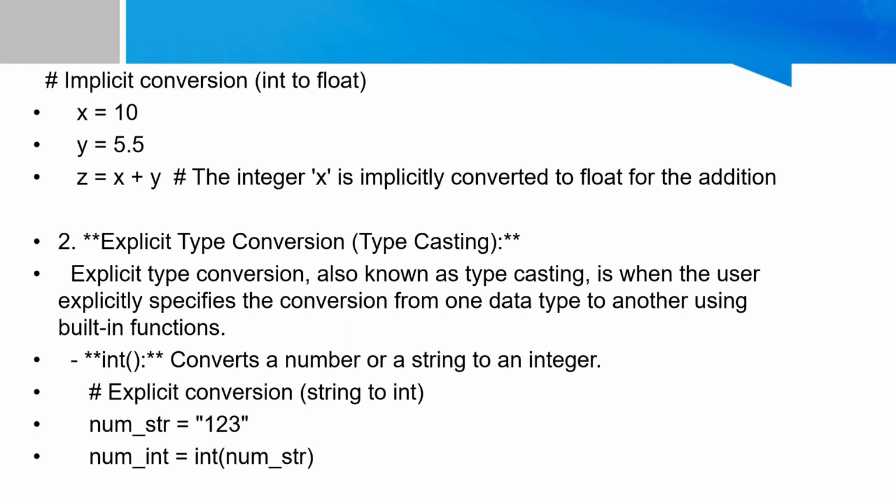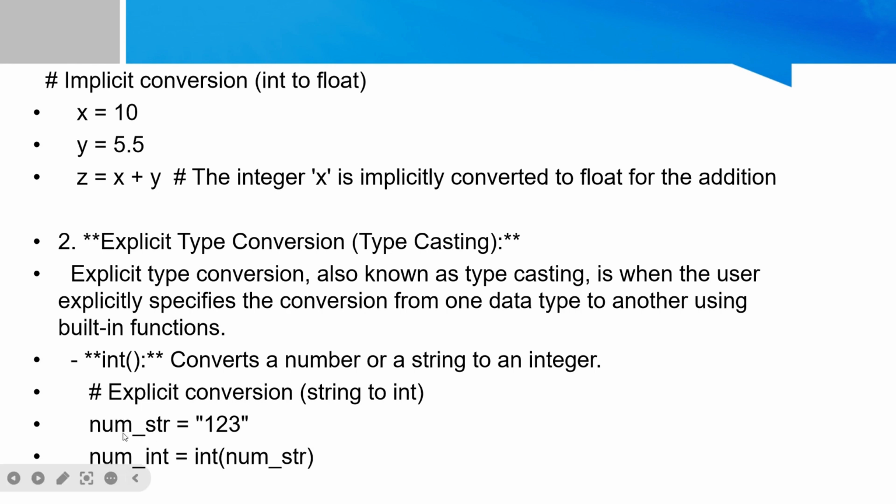Explicit type conversion. In this, the programmer uses the conversion. It is also called typecasting. The user explicitly specifies the conversion from one data type to another by using inbuilt functions. Example for int.